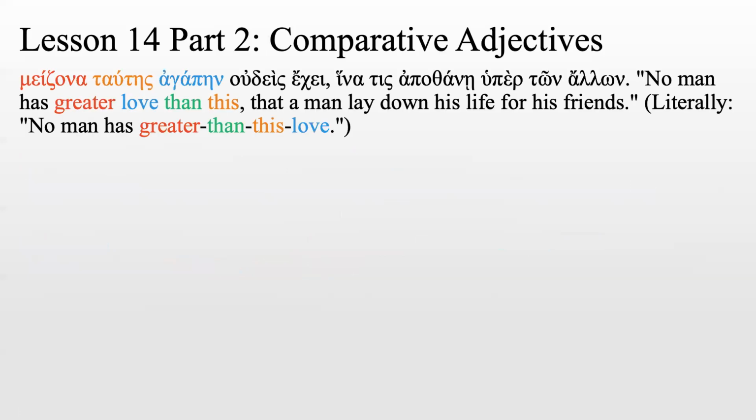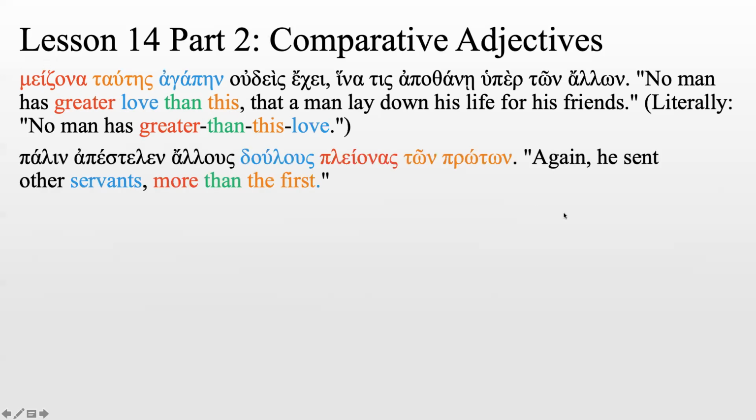Here's another example. This one means no man has greater love than this, that a man lay down his life for his friends. So here's the that a man lay down his life for his friends is this part here on the end. So no one has, or no man has greater than this love. That one's a little bit weird, which is why we translate it into greater love than this. You could say love that is greater than this. That might also be a good way to say that. Lots of different options on how we could translate this, but that's a kind of structure that can show up.